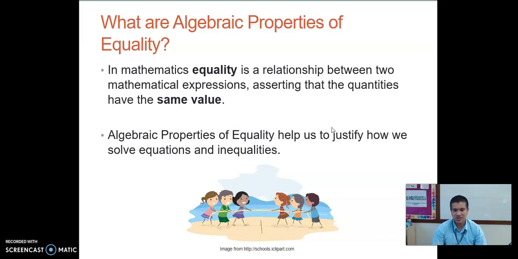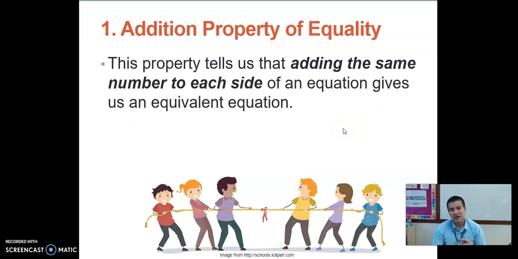First, we solve equations using addition and subtraction. Now we're going to review a little bit about the addition and subtraction properties. This property tells us that adding the same number to each side of an equation gives us an equivalent equation. So when you solve problems, you're going to change the sign: from positive, you change it to negative. If it is on the negative side, you add a positive value.